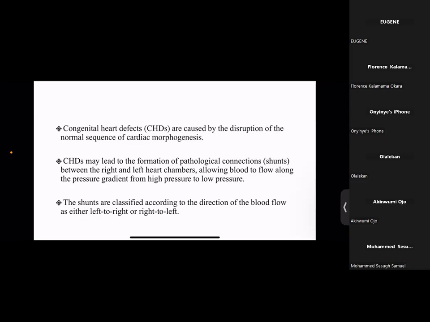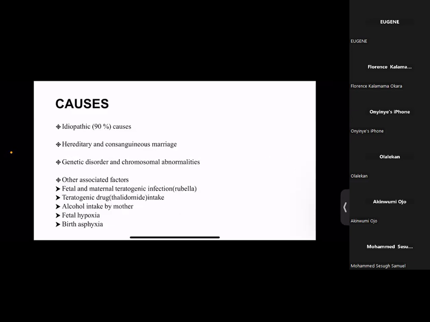Congenital heart diseases may lead to formation of pathological connections between the right and left chambers, allowing blood to flow across a pressure gradient. So blood actually flows from places that have a higher pressure to the area of low pressure. And these shunts are classified as left to right shunts, or when it's flowing from the right heart to the left side, it's called a right to left shunt.